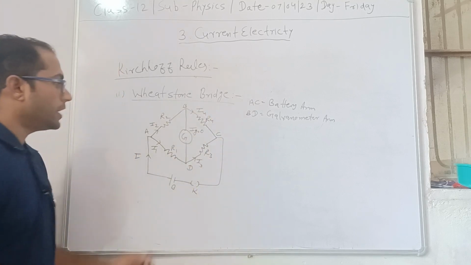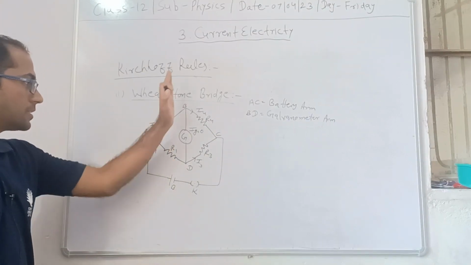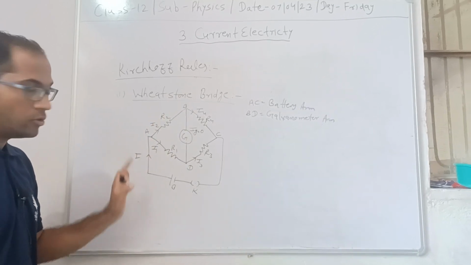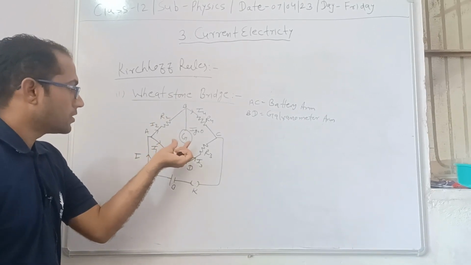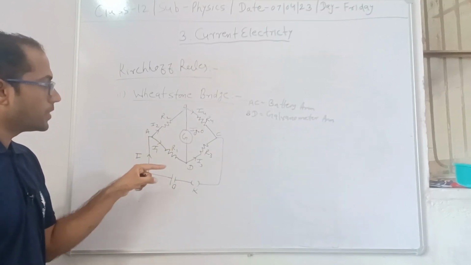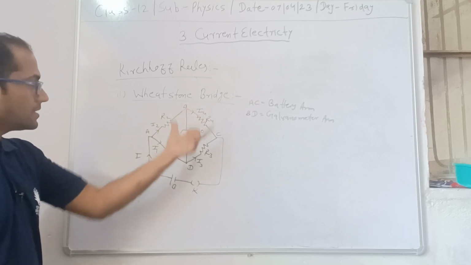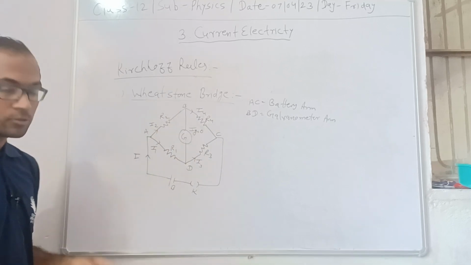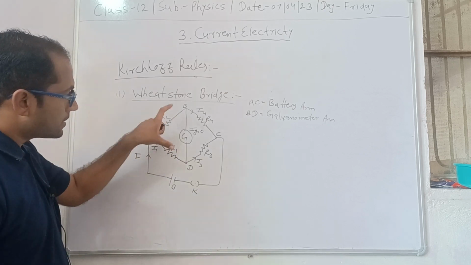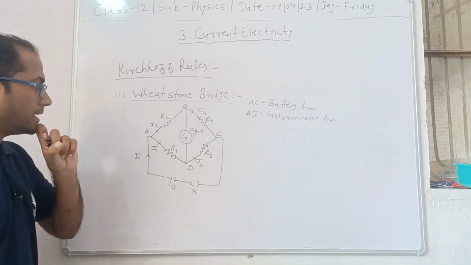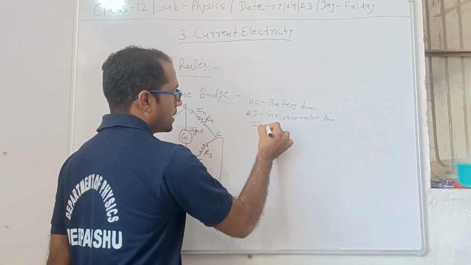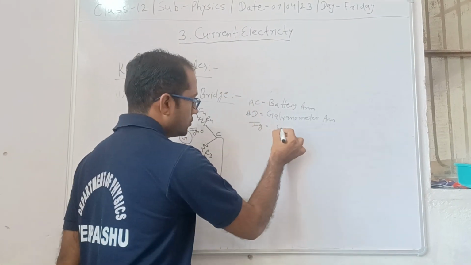Basically in this circuit we consider that on the edge BD the current IG is 0. No current flows in this circuit from B to D. So in this galvanometer, no current flows. It is because we want to balance all four resistors. So we assume that in this case IG is 0. IG means galvanometer current is 0.